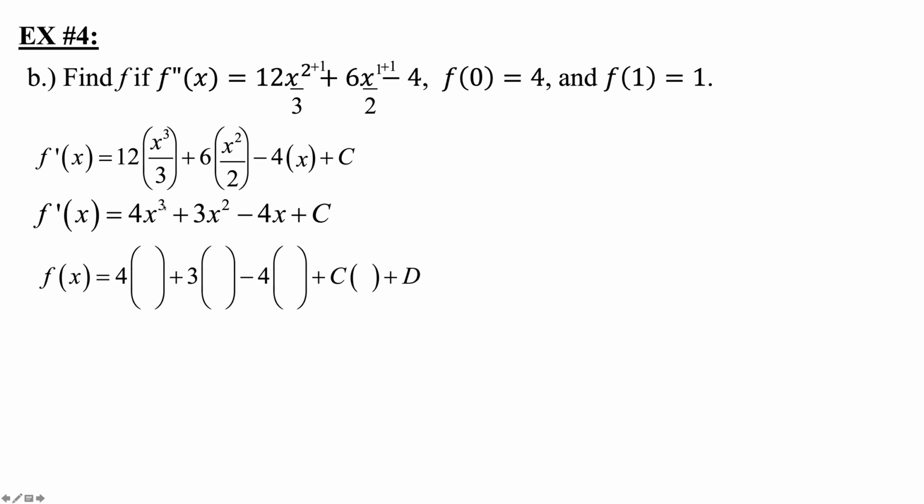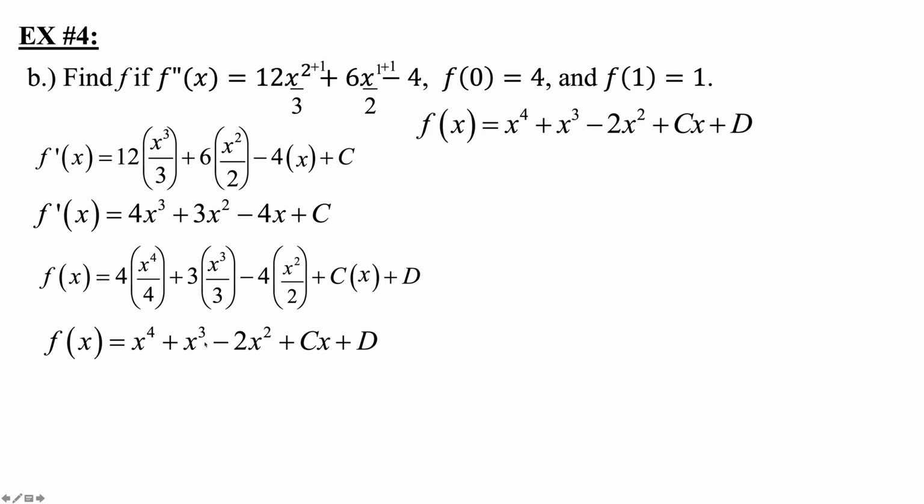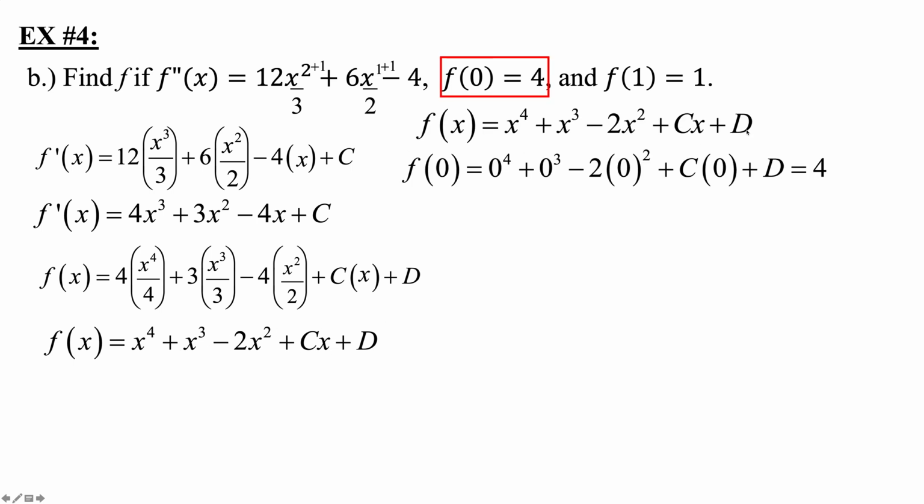So x to the third, add 1, divide by 4. 3 plus 1 is 4, so x to the fourth over 4. X squared, add 1, make it 3, divide by 3, x cubed over 3. X to the first now becomes x squared divided by 2, and c gets multiplied by x. Cancel, cancel, simplify. We have f of x equals x to the fourth plus x cubed minus 2x squared plus cx plus d. Oh, wait a minute. That's the y-intercept, (0, 4). Because if I put 0 into all those x's, that's going to cancel that out, and that's going to leave d equal to 4. Done.